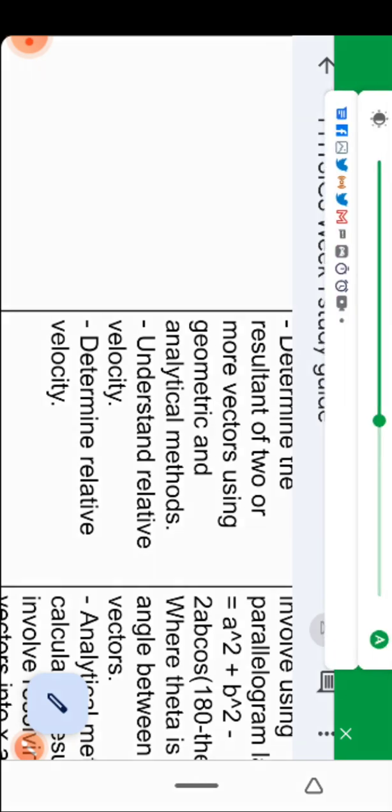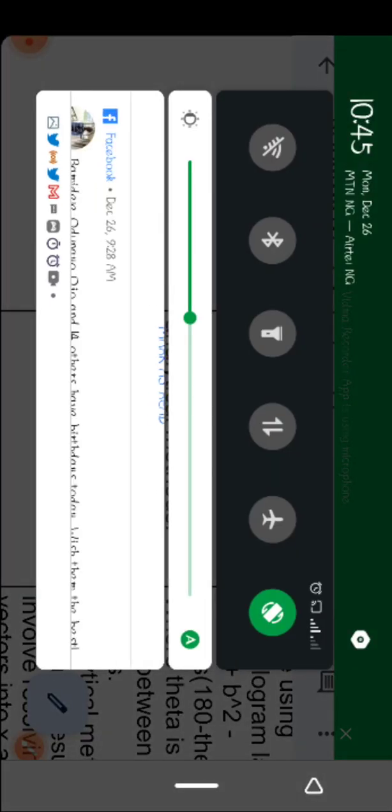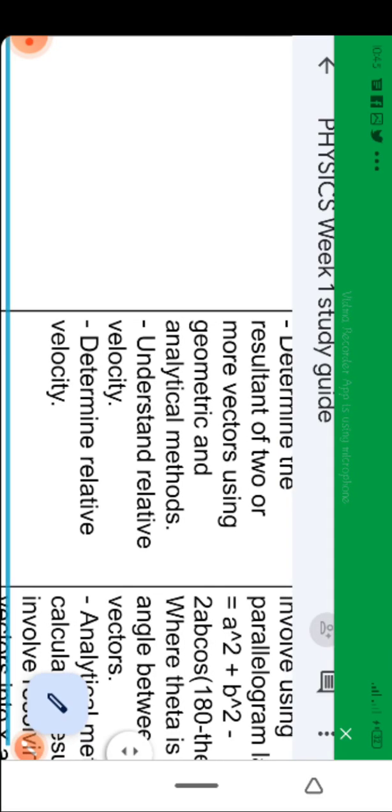So for your analytical method, you just resolve them. You're going to use your normal resolution to resolve those vectors into the x and y components. Now you should add the sign to it if it is going towards the left or the right. After adding the signs, you then add all of them together.